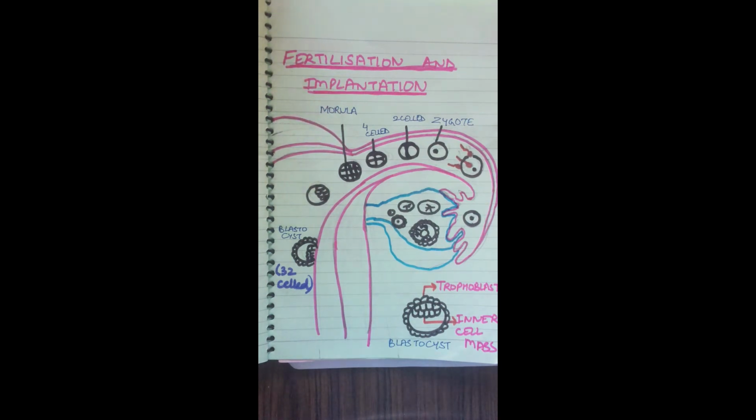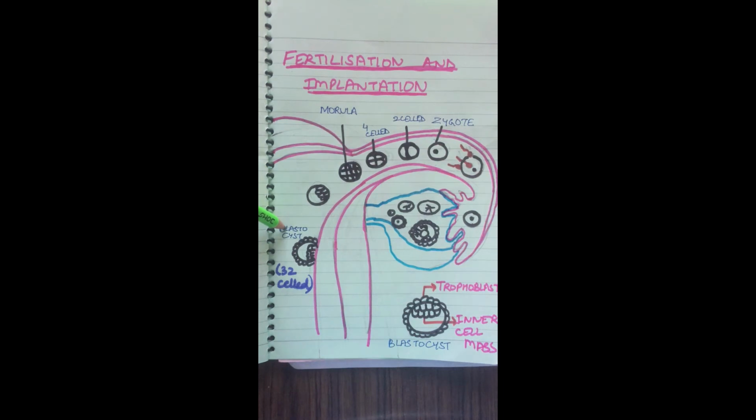Now the 16-celled embryo later becomes 32-celled, and simultaneously there is movement of this embryo. When it is a 32-celled embryo, it gets implanted in the endometrium of the uterus. Once it gets fixed, this 32-celled embryo is called a blastocyst. Its structure we will discuss later, but before this let's discuss the implantation process.